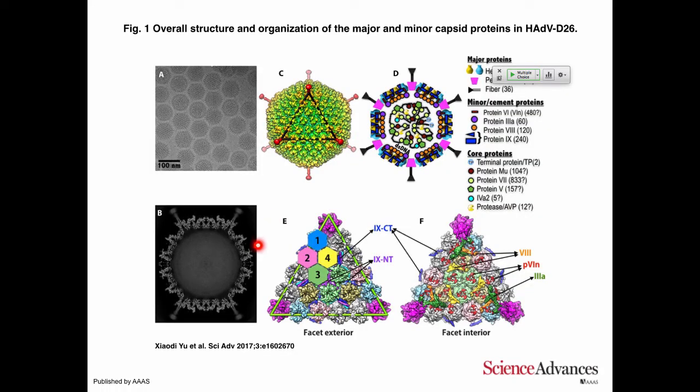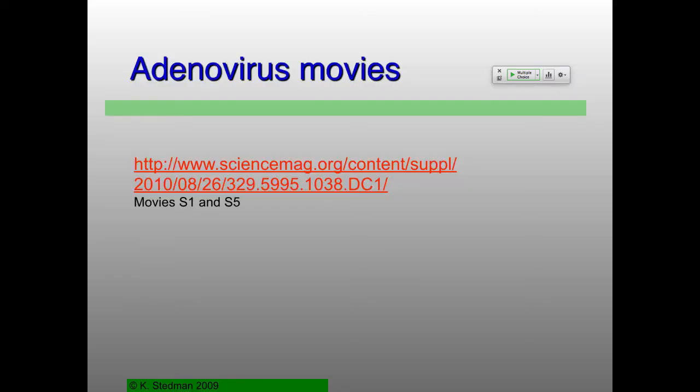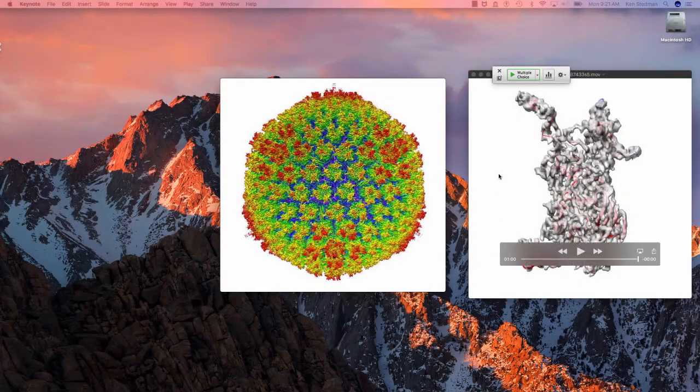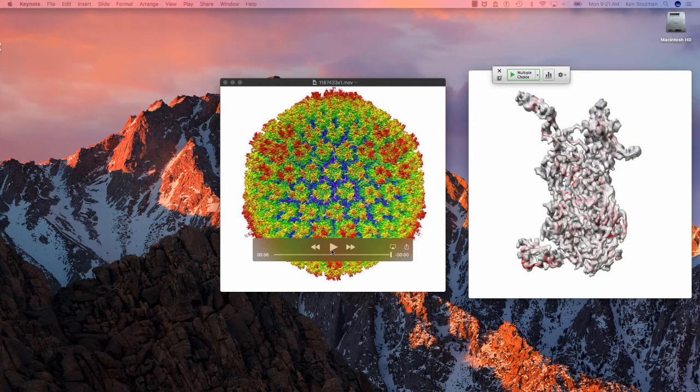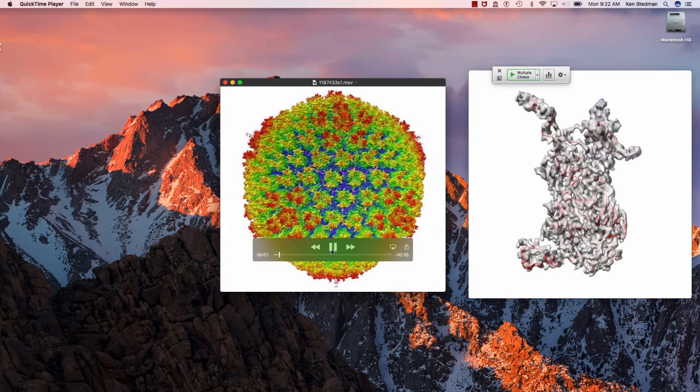There's yet another one published last year, again, a slightly different adenovirus. This actually is a complete deletion of one of the particular proteins that is used for gene therapy. This is what that looks like in the cryo-EM and the reconstructions thereof. And just because this is so much fun, we'll take a quick look at some of the movies, which are here. This is looking at that whole structure.